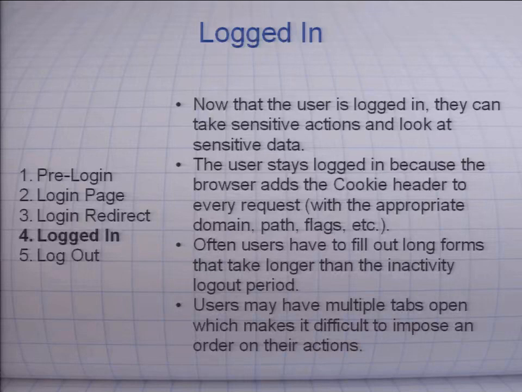Often users have to fill out long forms that take longer than the inactivity logout period. And that's tricky because forms do a post request, and a post request has all the details that you put in there. Just like when you log in, it has a post body. So when you log in, it's username equals whatever username you have, then an ampersand, password equals whatever password you have. When you get logged out and then logged back in, the 302 redirect just has a location header, just has a URL to send you to.